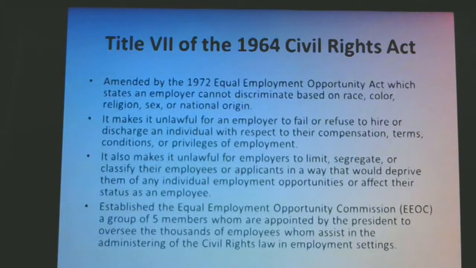Title VII of the 1964 Civil Rights Act was amended by the 1972 Equal Employment Opportunity Act, which states that an employer cannot discriminate based on race, color, religion, sex, or national origin. It makes it unlawful for an employer to fail or refuse to hire or discharge an employee with respect to their compensation, terms, conditions, or privileges of employment. It also makes it unlawful for employers to limit, segregate, or classify their employees or applicants in a way that might deprive them of an individual employment opportunity or affect their status as an employee.